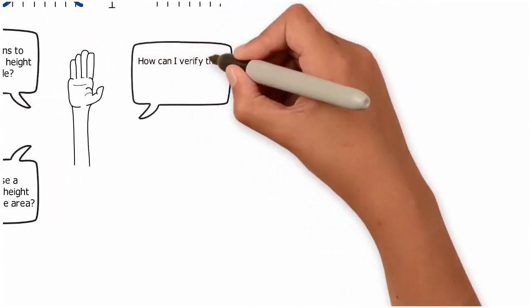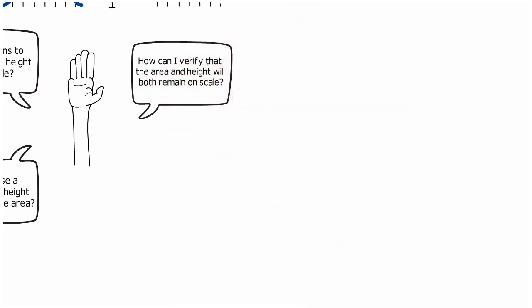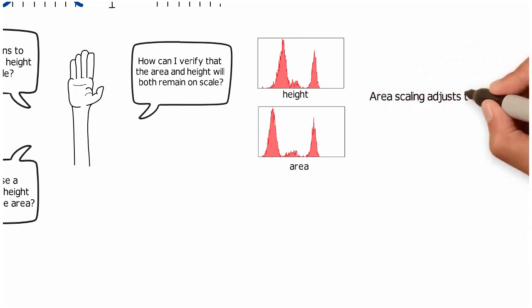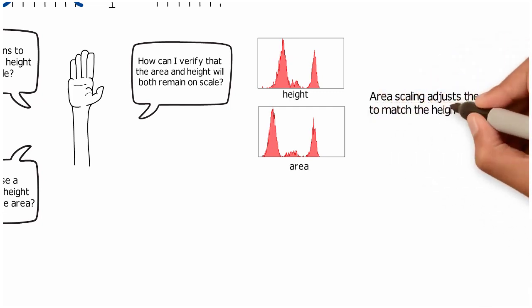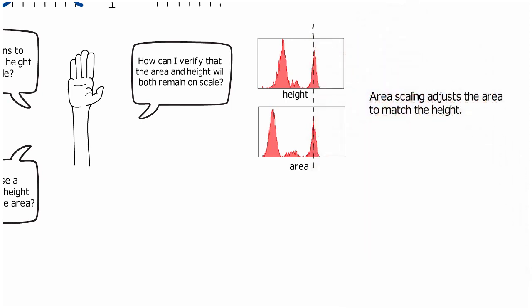How can I verify that the area and height will both remain on scale? Before optimizing the detector voltages, you can use area scaling to adjust the area to match the height. Once this has been adjusted, both signals will move as you adjust the voltages, so even if you're not looking at the height, it will remain on scale.